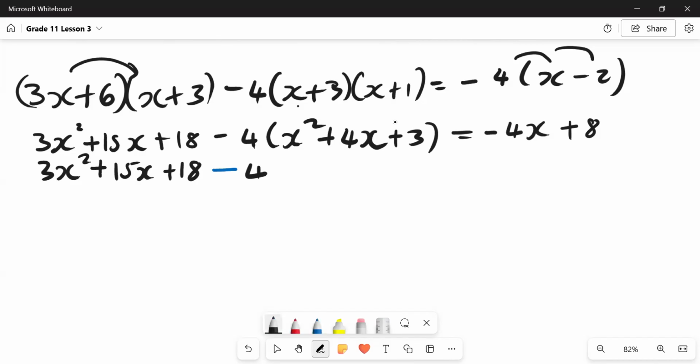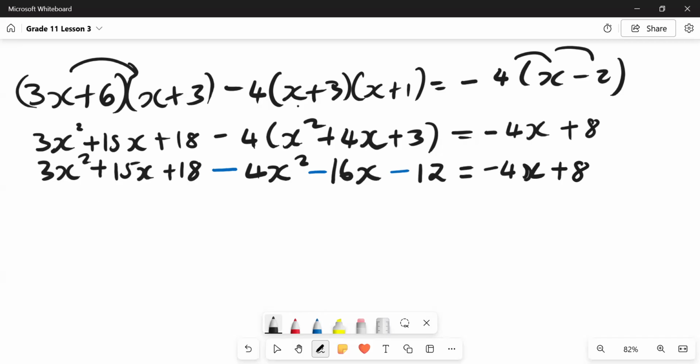-4x squared, -16x and -12 equals -4x plus 8. And then from here, you just have to make sure that you collect the like terms. At this stage, you know how to collect the like terms, right? When collecting the like terms, we end up with -x squared plus 3x minus 2.